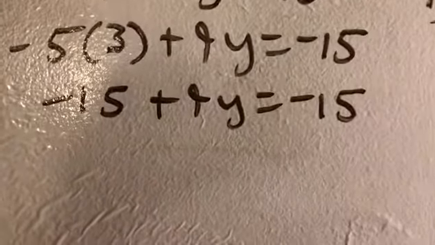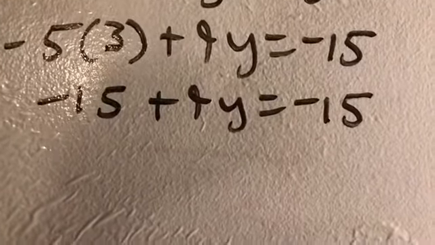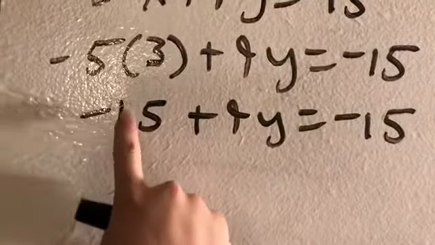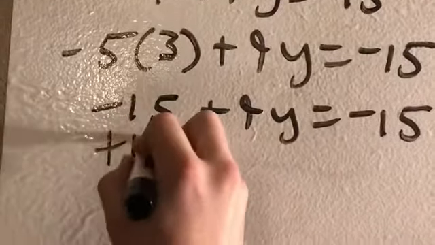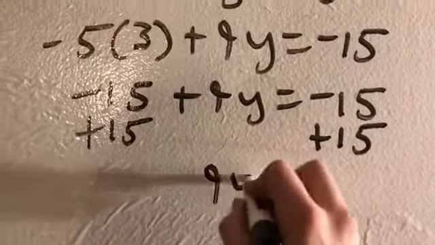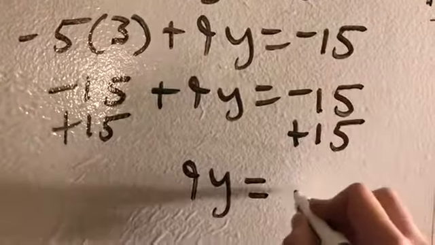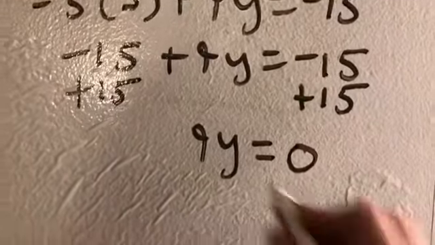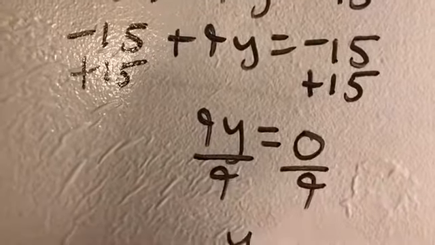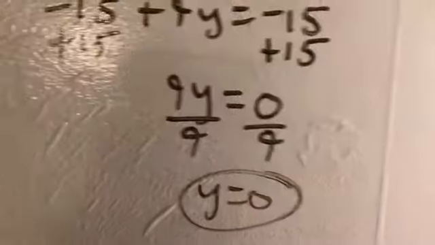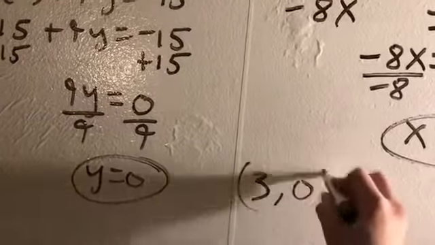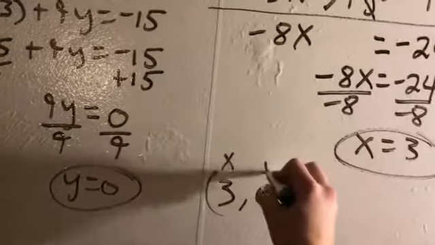And now we just have to keep on solving here. In order to solve for y, I need to get rid of this 9 and negative 15. We'll deal with the far away number first. So we get 9y equals negative 15 plus 15 is 0. 9y is multiplication, so the opposite is division. And we end up getting that y is equal to 0 as well. So my final answer here is 3, 0. It's always your x, your y.